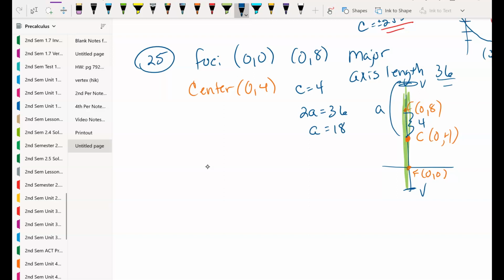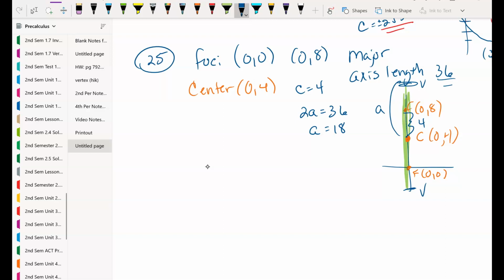Okay, scholars, and here's the other piece of information you need to realize. If they tell you minor axis, like number 23, that would be 2b is equal to its length. Okay, so now the other piece of information we need is going to be b squared. I really don't need b because of that.